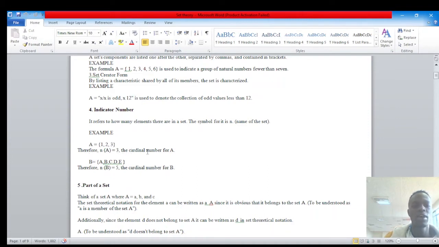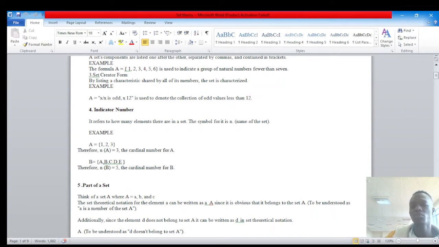So we have gotten the cardinal number for A. Let's look at B. B is {A, B, C, D, E}. How many elements are there in set B? 1, 2, 3, 4, 5. So therefore n(B) is equal to 5, which is the cardinal number for B.